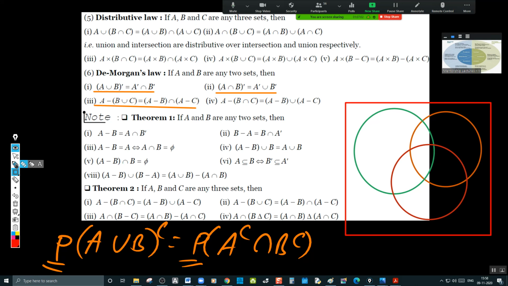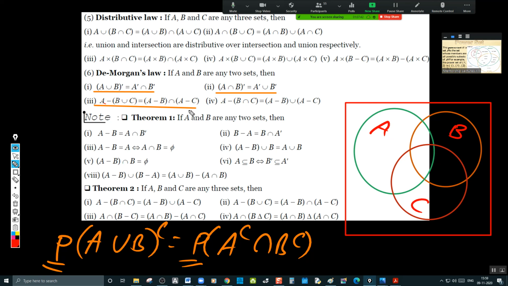First of all, let me name them: A, B, C. A minus (B union C). B union C means either B or C or both. This entire area except this green area. A minus (B union C) means B union C is subtracted from A. Understand that. That means only A but not B and C.